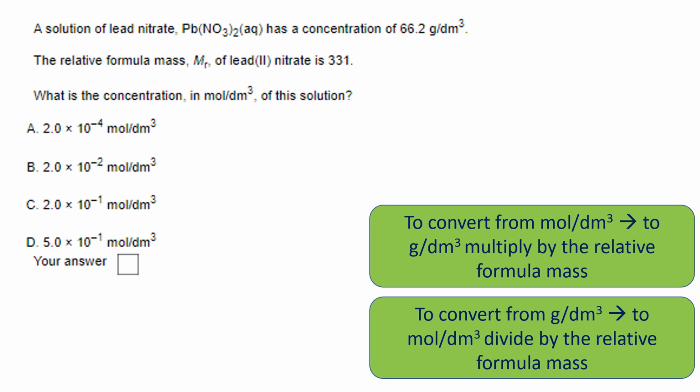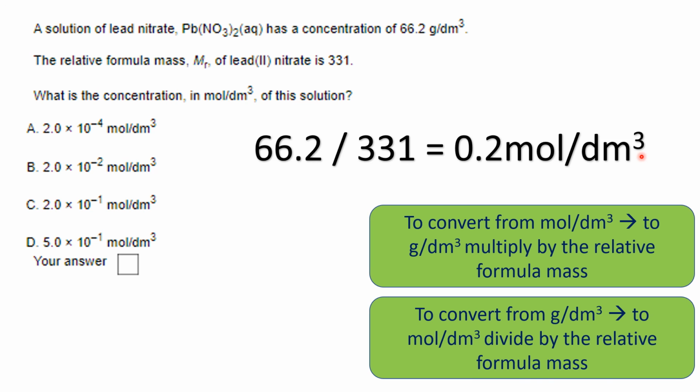So it says the solution of lead nitrate has a concentration of 66.2 grams per decimeter cubed. So I'm in grams. It gives me a relative formula mass. Lead nitrate is 331. What is the concentration in moles per decimeter cubed of this solution? So I'm going from grams to moles. So that is going to be this one here, isn't it? So I am dividing by the relative formula mass. So my equation is going to be 66.2 divided by the 331, giving me 0.2 moles per decimeter cubed.